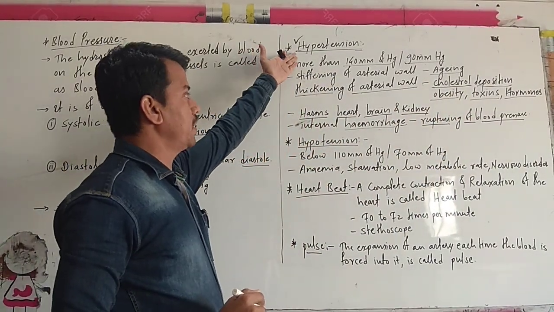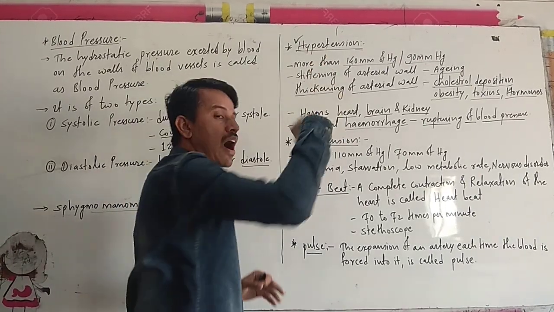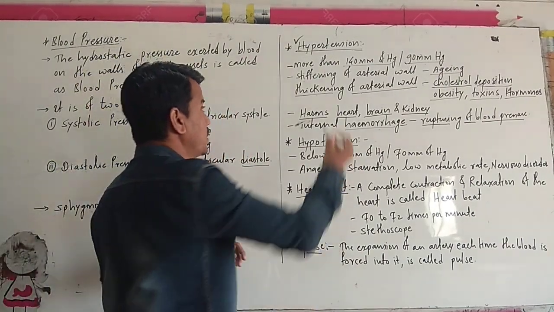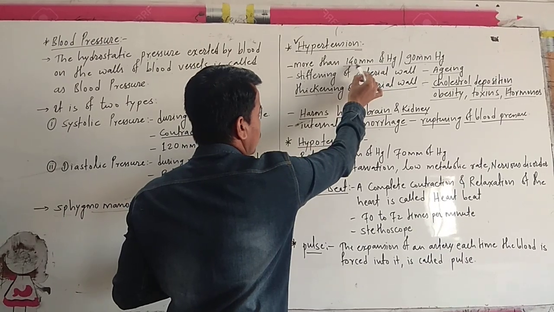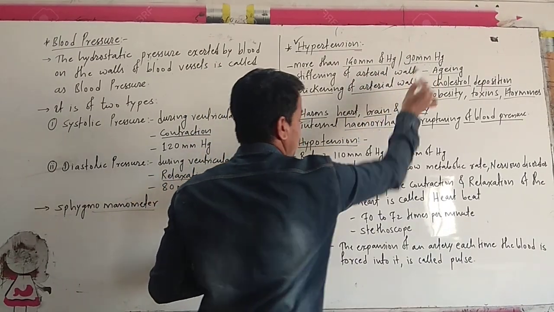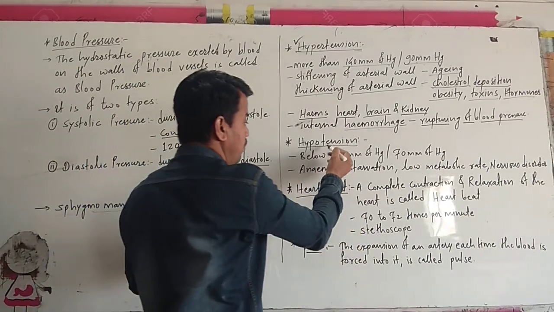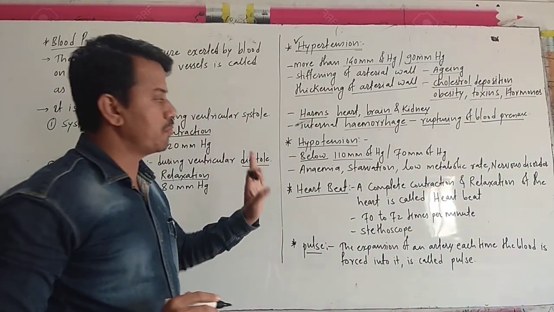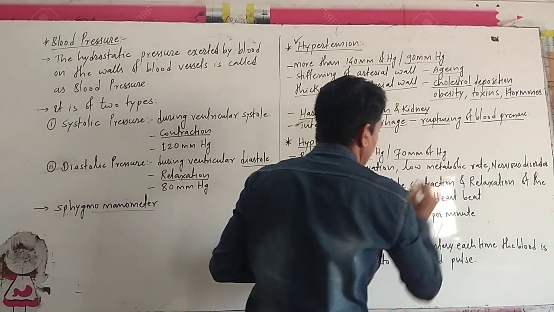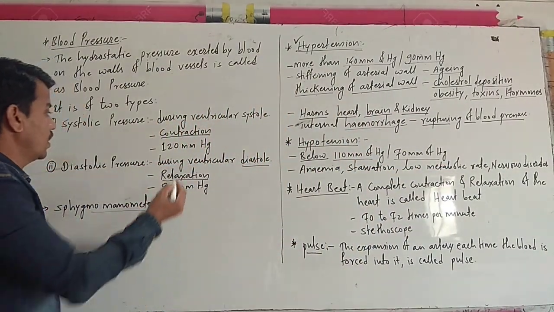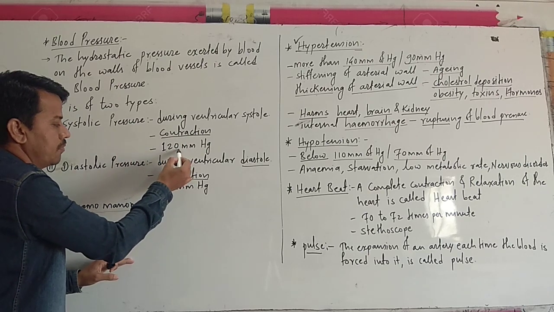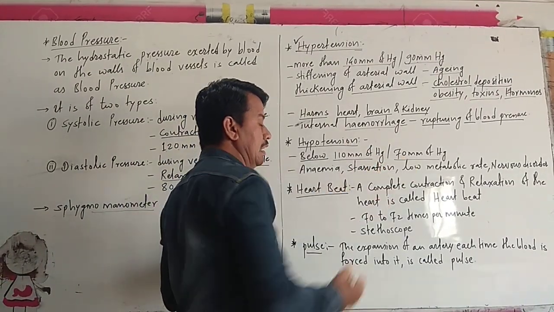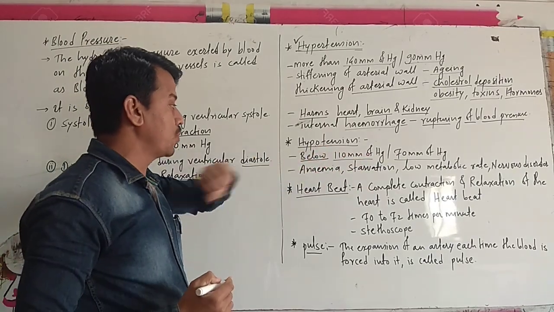Now we will discuss hypotension. Hyper means high, and hypotension means low or below. Here we discussed hypertension as more than 140 mm of Hg systolic pressure and 90 mm of Hg diastolic pressure. In hypotension, the pressure is below or low: systolic pressure is 110 mm of Hg and diastolic is 70 mm of Hg. Normal blood pressure is systolic 120 and diastolic 80 mm of Hg. So below 110 and 70 mm of Hg is the hypotension condition.